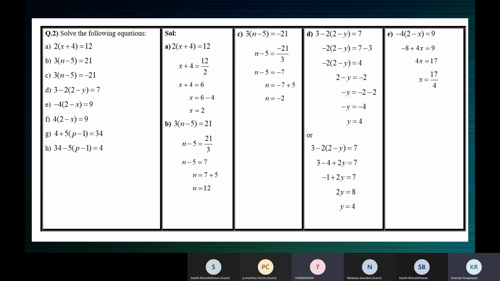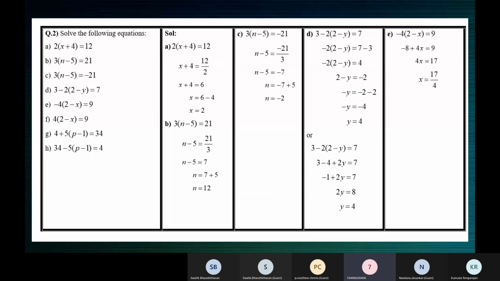Ma'am, to remove 3 from the LHS, we have to divide both the RHS and LHS by 3, ma'am. So in the LHS, it will be 3 divided by 3. Both the 3s will get cancelled. And in the RHS, we will get minus 21 by 3, ma'am. Which is minus 7.